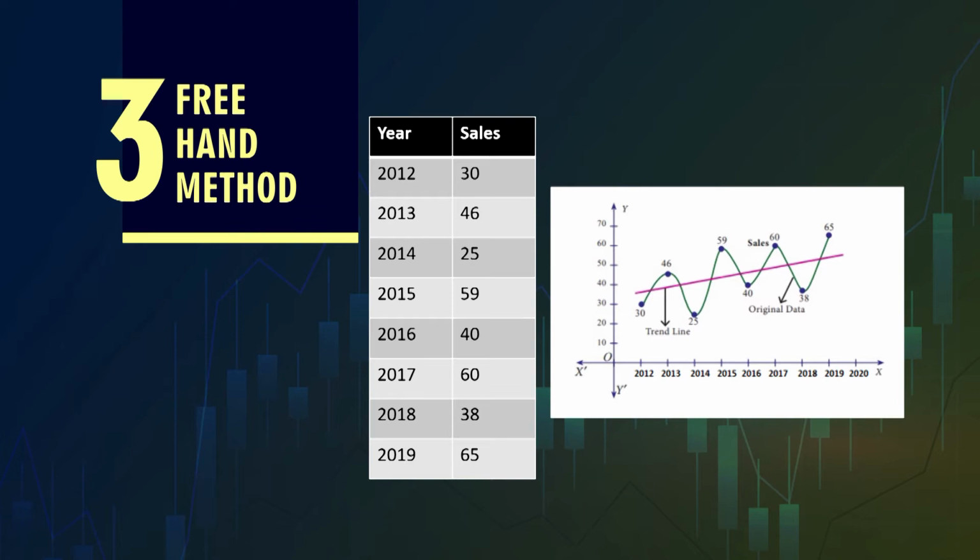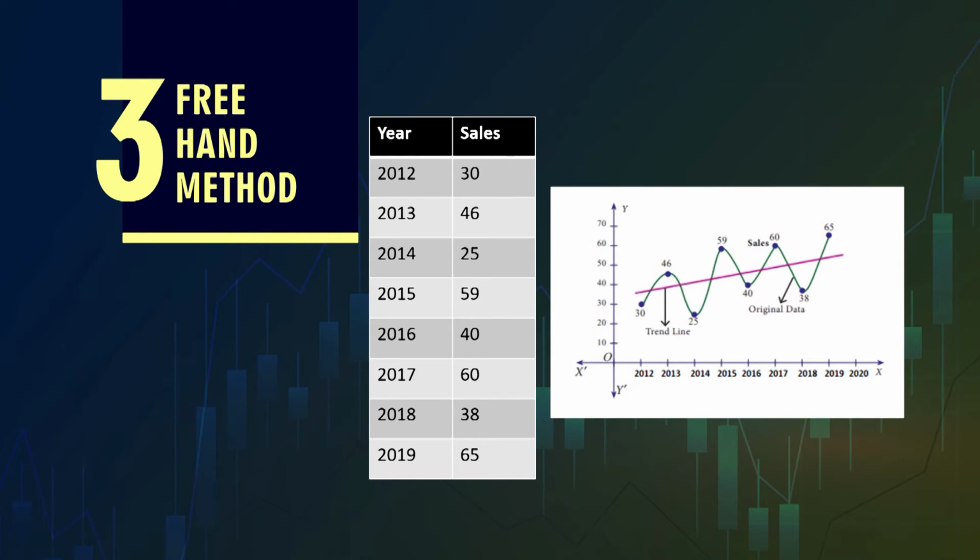What we have done is put this in place of years. We say for 2012 the sales is 30, so we have put the dot here, and then 2013. On the x-axis we have taken years, on the y-axis we have taken sales. Then we plot the dots first, in the same manner as we usually do. So 30 falls in 2012, 46 in 2013, then 2014 25, then 59, then 40, 60, 38 and 65. In this way we have made the dots, and then we have completed the graph on the basis of these dots. And then finally we have made the trend line.